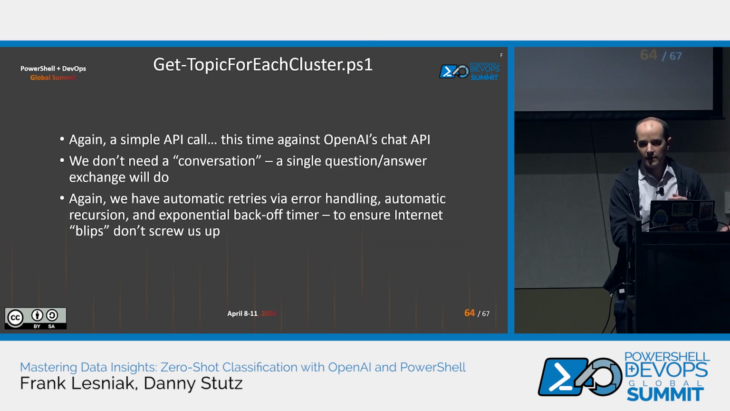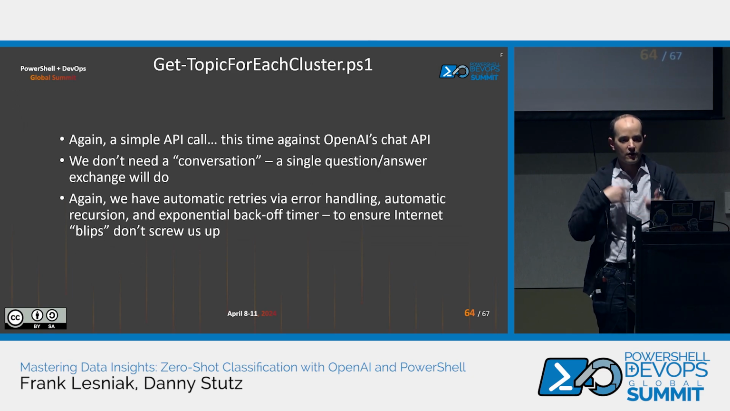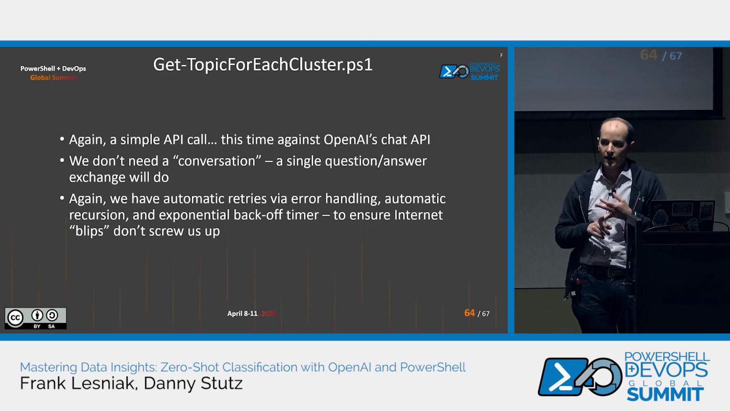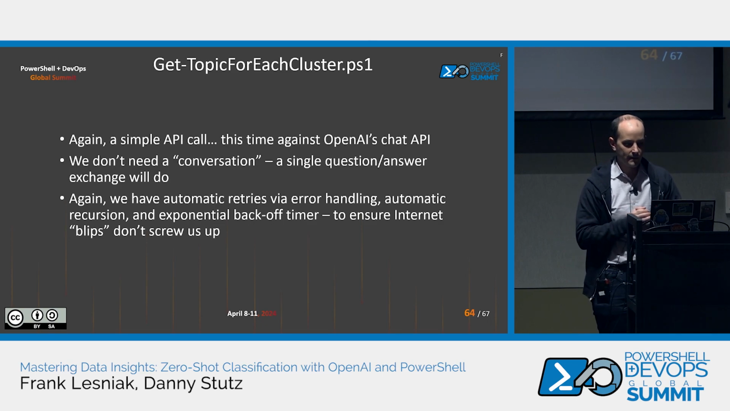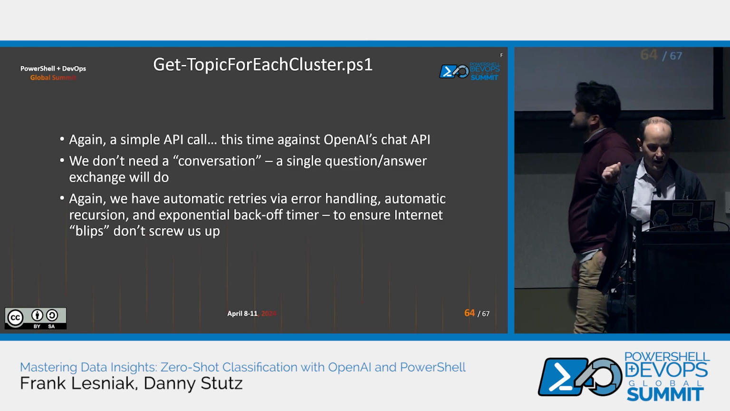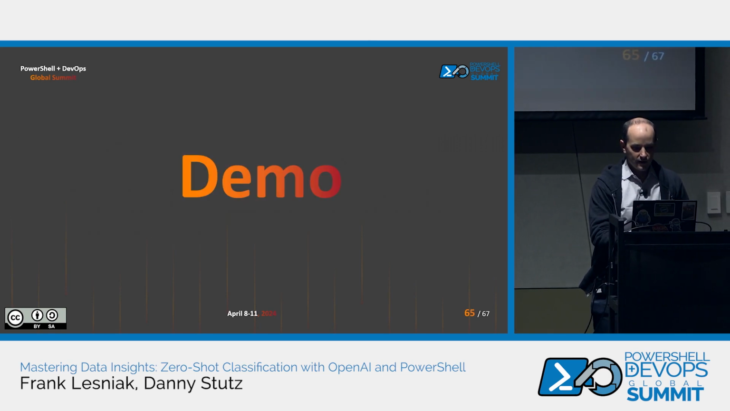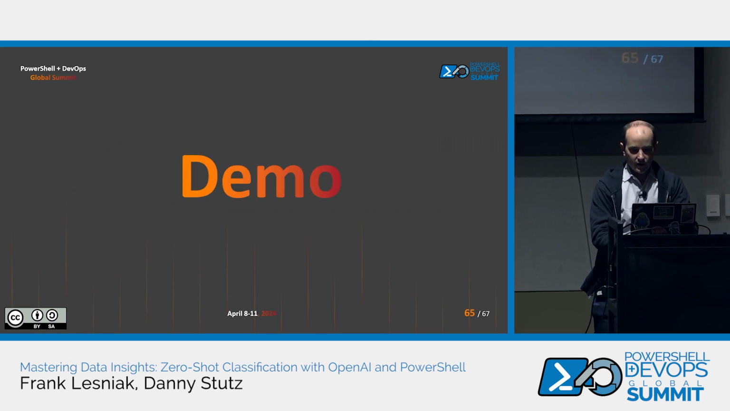And then here we do the automatic retry logic again. That automatic recursion I was talking about is here as well. So if we get a terminating or non-terminating error or a non-result, it will detect that as an error and retry. So hopefully, knock on wood, the internet gods are with us, and we will not get screwed up. So with that, we're into the demo here, Danny.